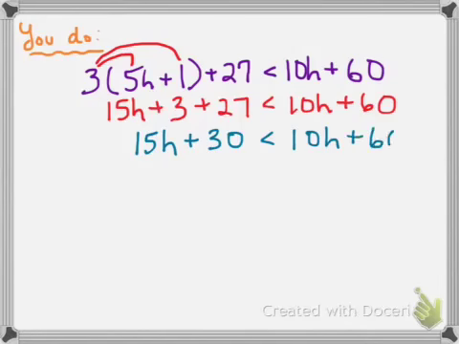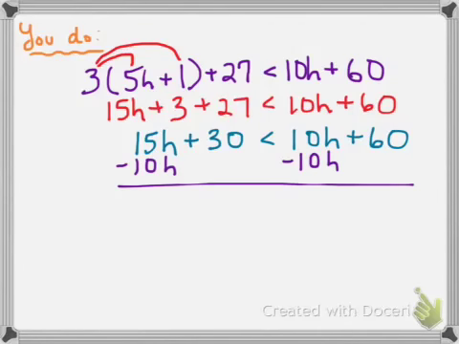Now I want to get the variable terms on one side and then the constants on the other side. So what I'm going to do is subtract 10h from both sides. On the left side, 15h minus 10h I know is 5h. And then I'll bring down this plus 30. So remember to bring down the plus 30. Bring down my inequality symbol.